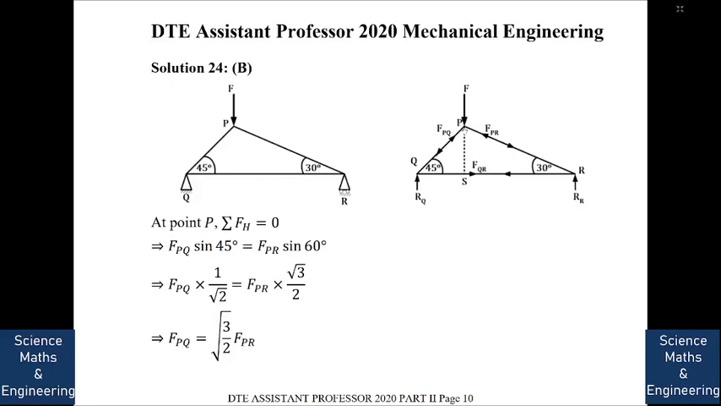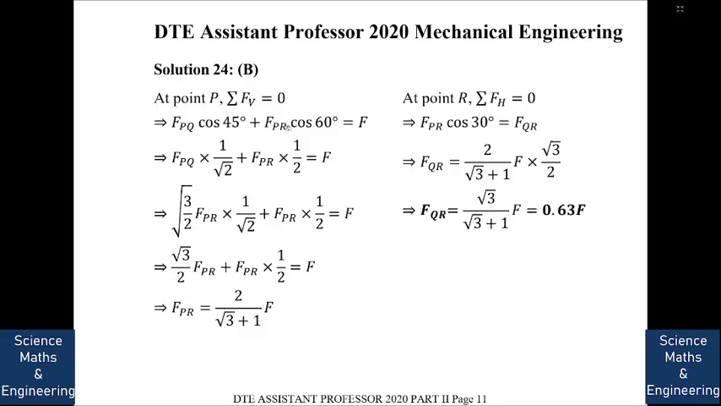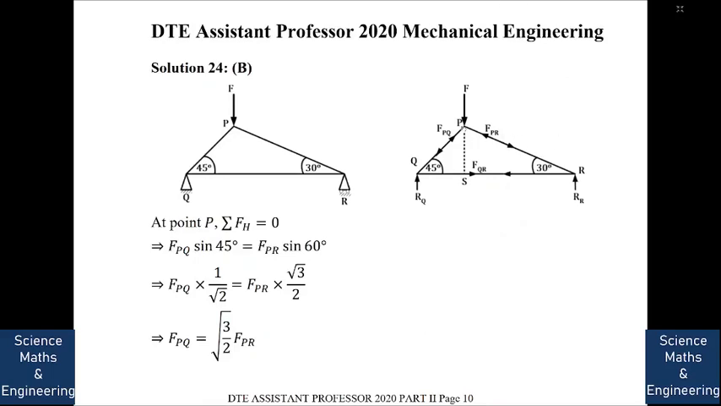So you see at this point, summation of F horizontal equal to 0. So F of PQ sine of 45 degrees would be equal to F of PR sine of this angle, 60 degrees. So from here we find that F of PQ is equal to root 3 by 2 F of PR. Next, at this point P again, we take the summation of vertical forces equal to 0. So what we have is F of PQ into cos of 45 degrees plus F of PR into cos of 60 degrees minus F would be equal to 0.